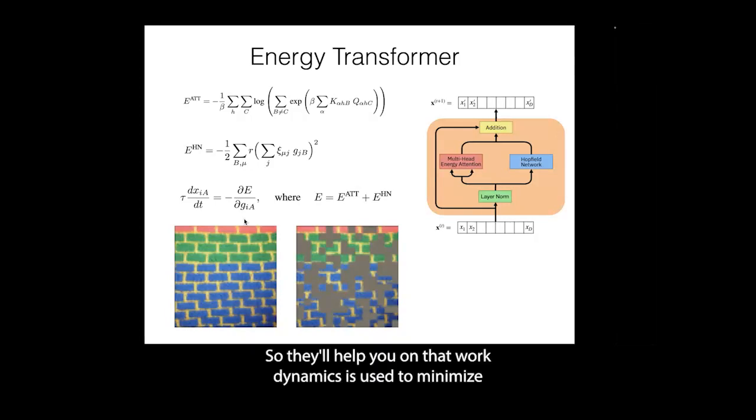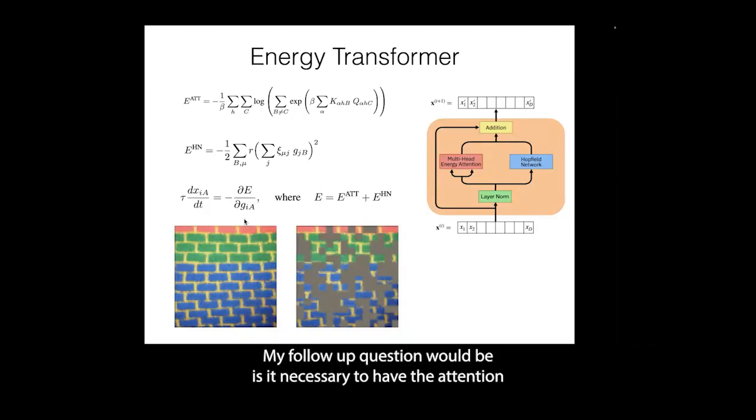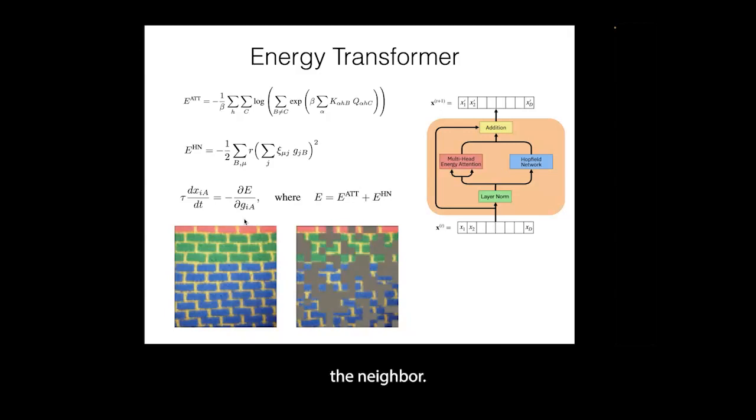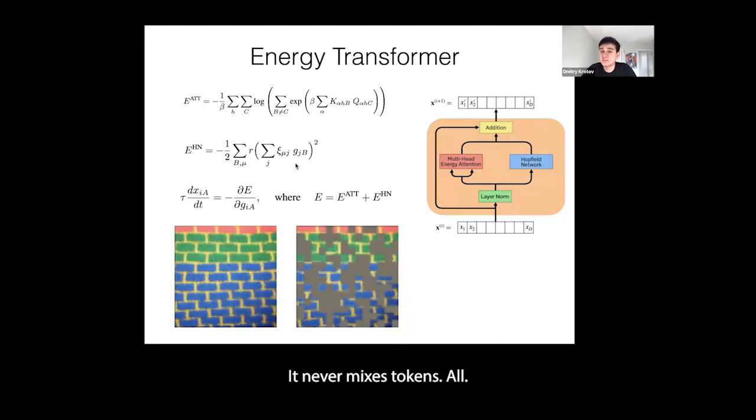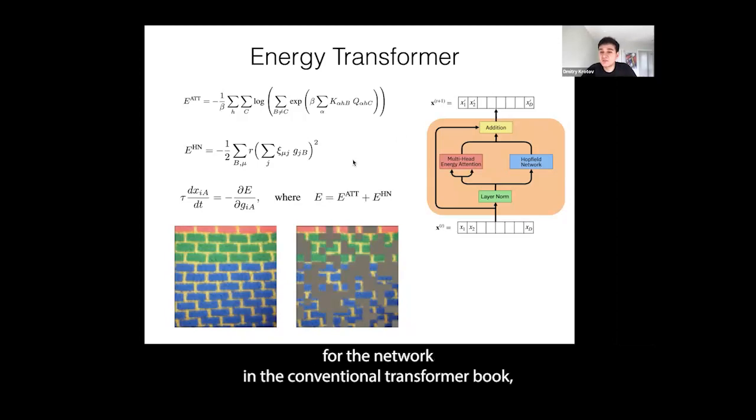Okay, got it. So the whole Hopfield network dynamics is used to minimize both the attention energy and the standard Hopfield network energy. Exactly. My follow-up question would be, is it necessary to have the attention energy separated from the Hopfield network energy? Because from my understanding, attention is basically a communication method that lets me know what's surrounding me, what information my neighbors have. But the Hopfield network actually does the same thing, because... This Hopfield network operates on a per token basis. It never mixes tokens. So it's literally an analog of a feed-forward network in the conventional transformer block.